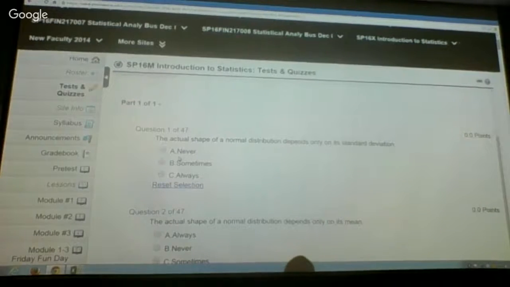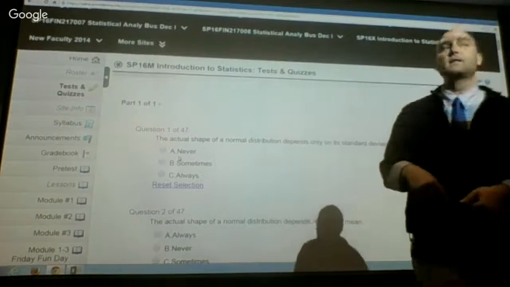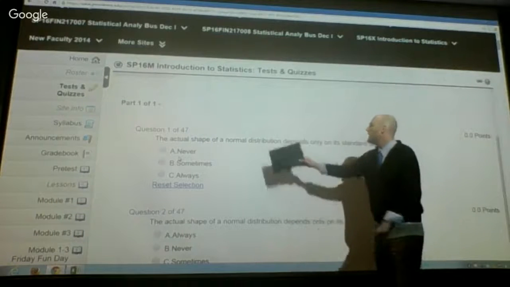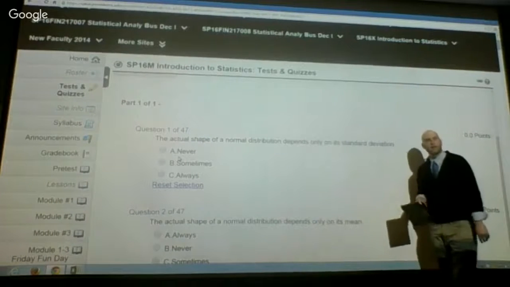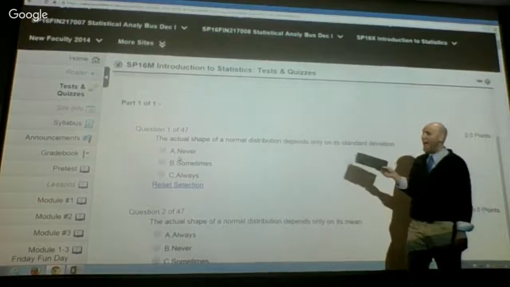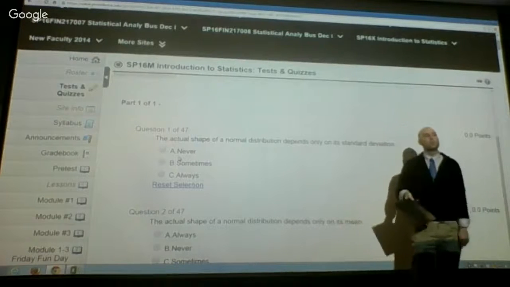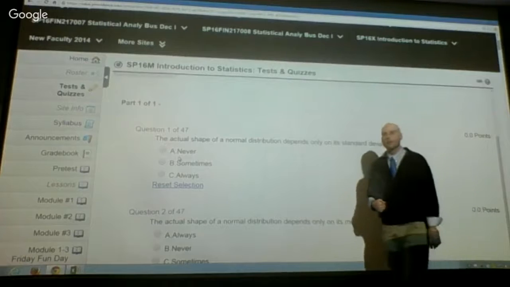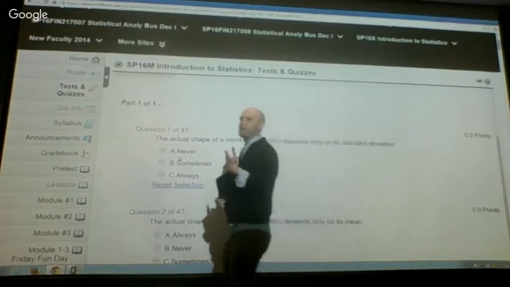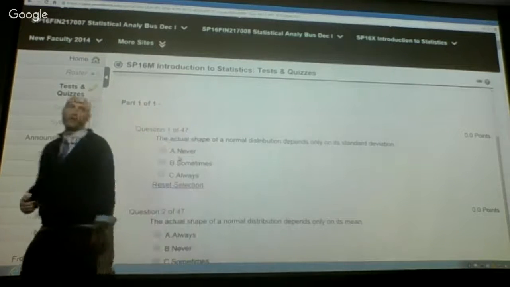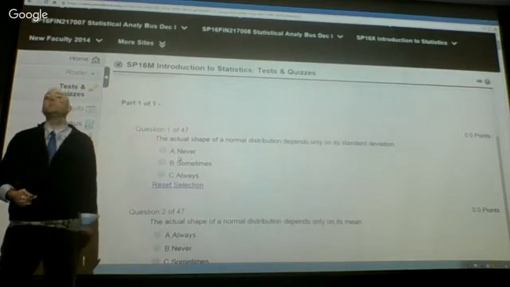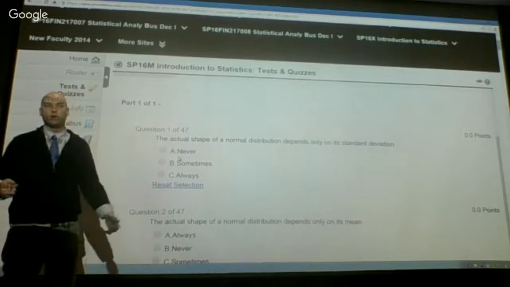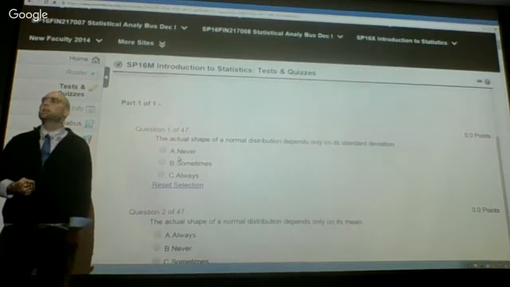Question 1 out of 47. Does the shape of a normal distribution depend on its standard deviation? The way it's asked here, the actual shape of a normal distribution depends only on its standard deviation. Always, sometimes, never. It's sort of a true-false question. What determines the shape of a normal distribution? Anybody got an idea?